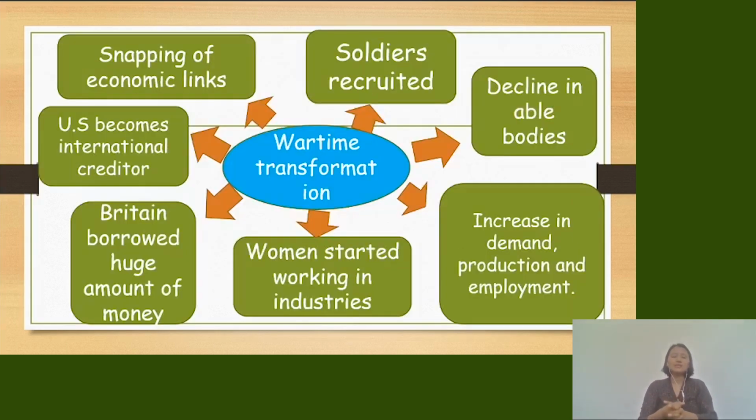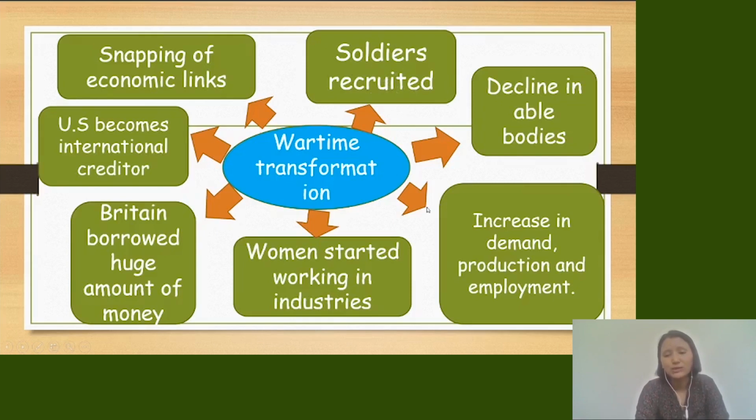Now we will discuss the wartime transformation through this flowchart. Okay, so for the war purpose, a large number of soldiers were recruited. These soldiers were recruited from the working age people, right? Since a large number of working age people were recruited as soldiers, there is a decline in the able-bodied population because of a large number of deaths of soldiers, right?